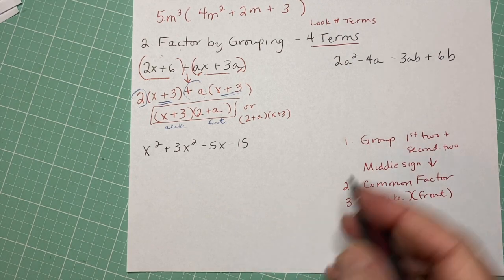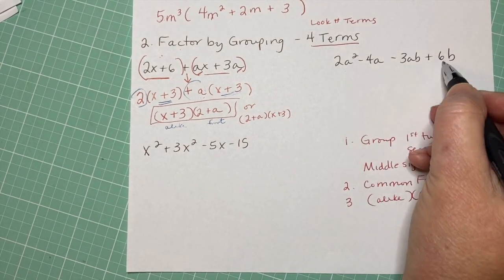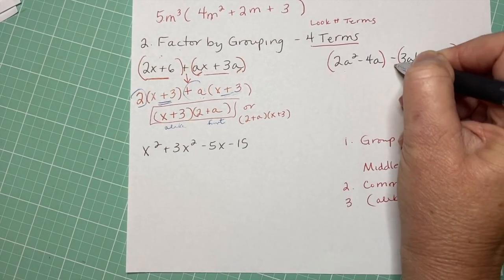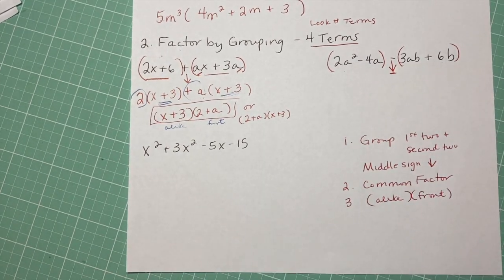Okay, let's look at this next one. Again, it's 1, 2, 3, 4 terms. So we're going to factor by grouping. Group the first 2, the last 2, and this middle sign comes down.